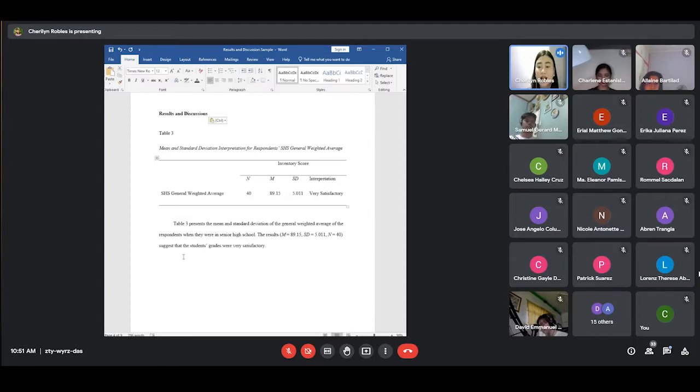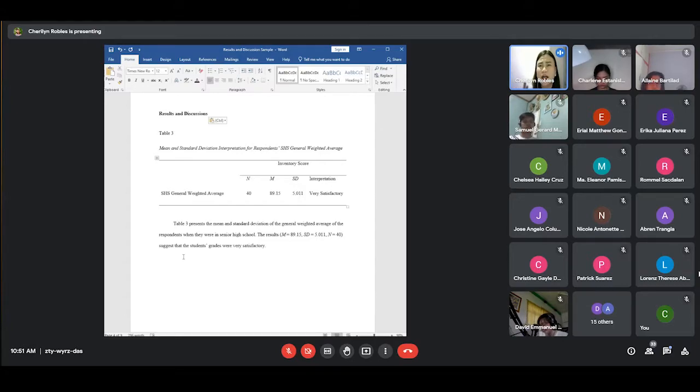Yes, it's aligned with our chapter 4, but in chapter 5, we will summarize our data. For example, in chapter 5, you will have your summary of findings, conclusions, and recommendations. Your summary of findings, of course, is the summary of the data that you have collected. So it's in chapter 4 already, right? So you will summarize it in chapter 5, specifically in the summary of findings.